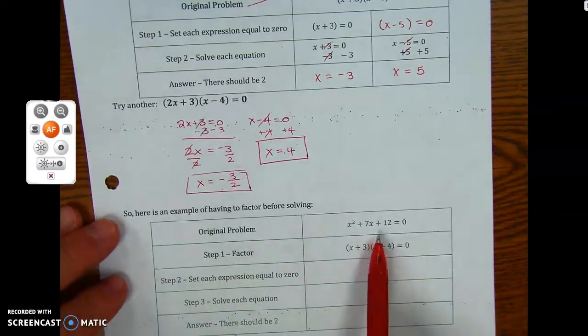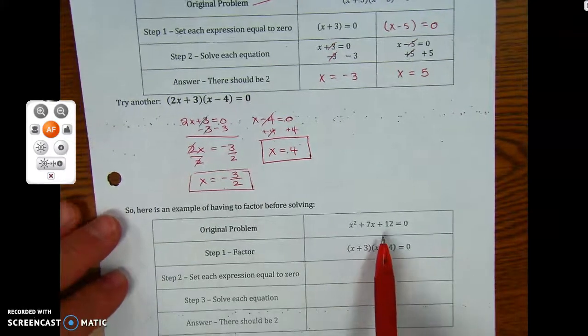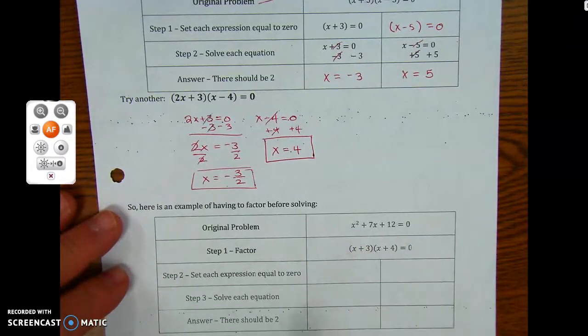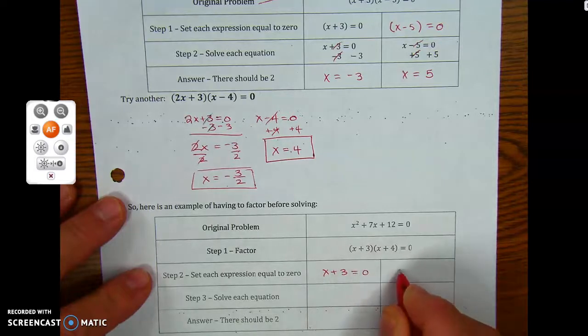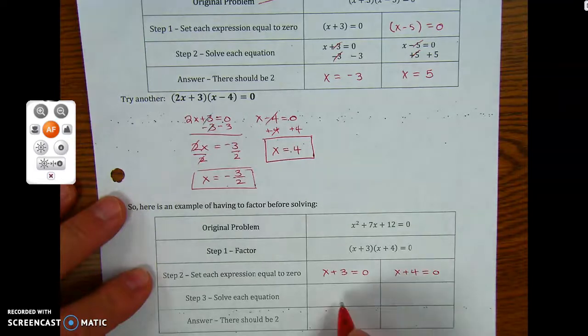All right. Now they still factored it for us, but in this type of problem, they're going to ask you to factor it, but they did that step for us just to make it easy. X plus 3 equals 0. X plus 4 equals 0. Subtract 3 from both sides.